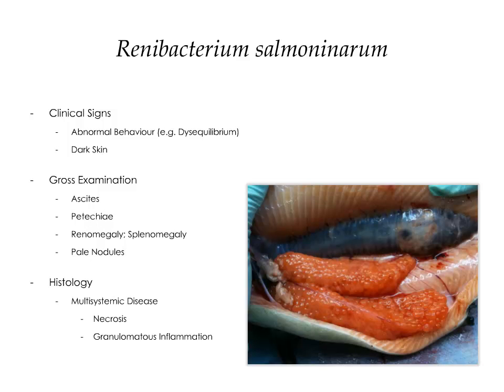Clinical signs associated with BKD include abnormal behavior and darkened skin. Examples of abnormal behavior include disequilibrium. On gross examination, affected fish have ascites and widespread petechial hemorrhage. The kidney and spleen may be enlarged, and you'll often find scattered pale nodules within a variety of tissues. Histologically, this is a multisystemic disease associated with necrosis and granulomatous inflammation. Despite the name, lesions will often occur in the central nervous system in the absence of kidney disease. The image to the right is an example of granulomatous nephritis.